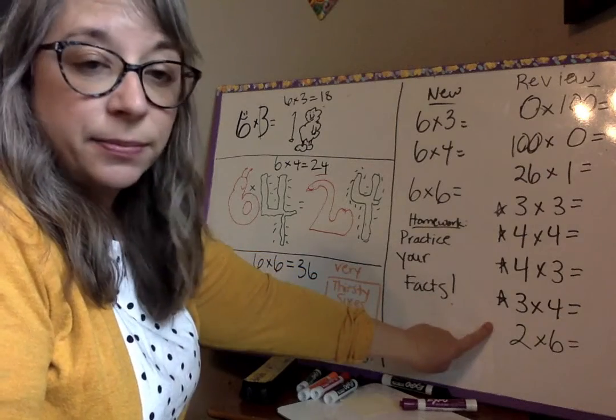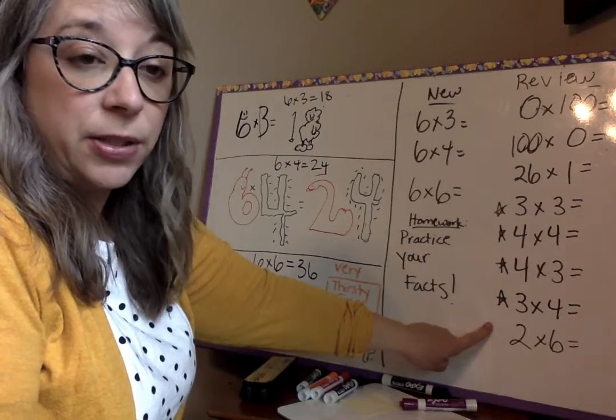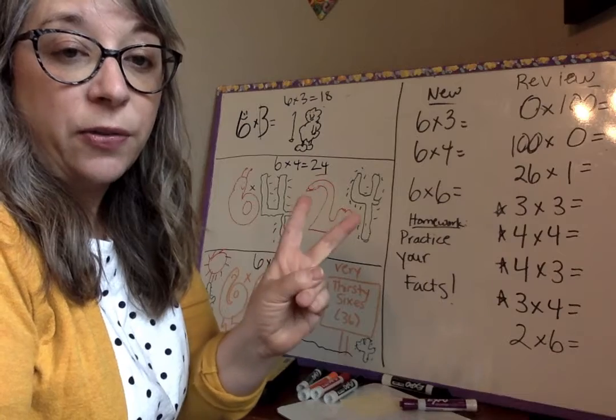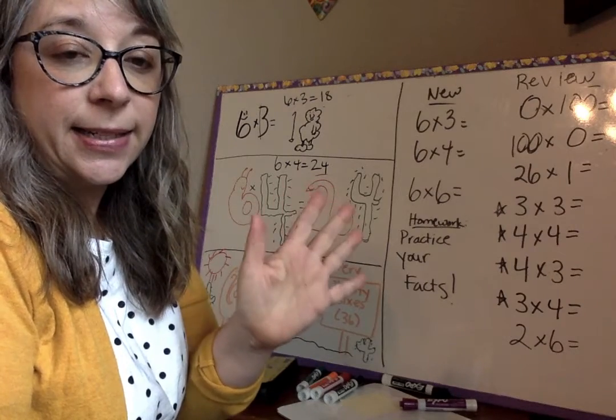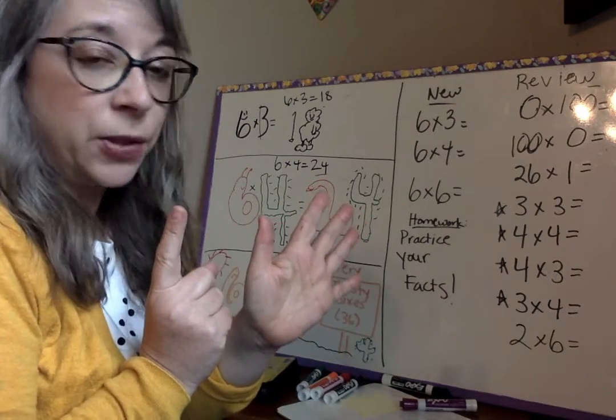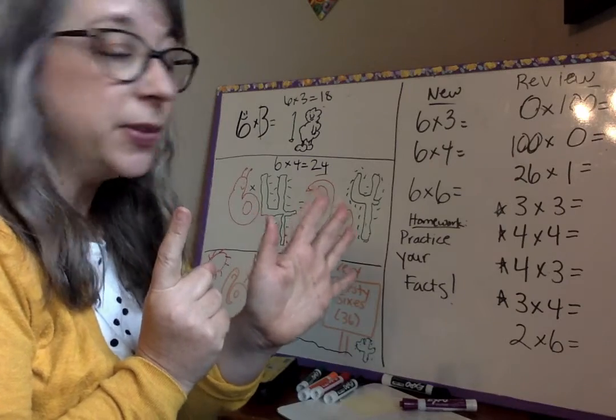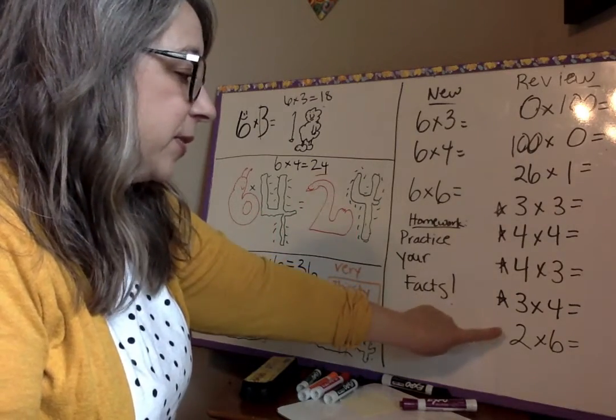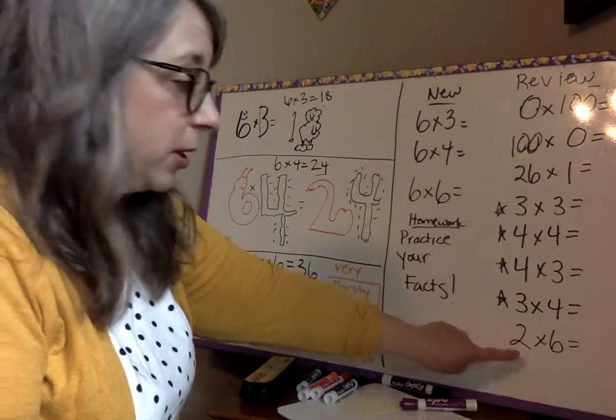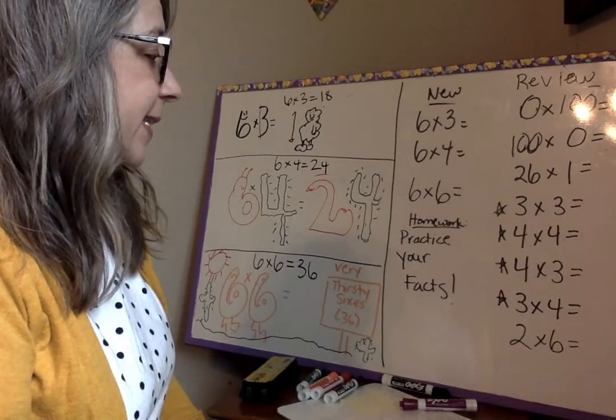2 times 6. Let's count up, starting with 2's all the way to 6. 2, 4, 6, 8, 10, 12. Great way to count by 2's. To multiply by 2's, just count by 2's up to whatever number you need to reach. So in that case, 6.